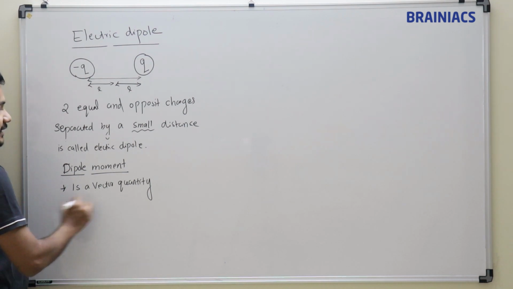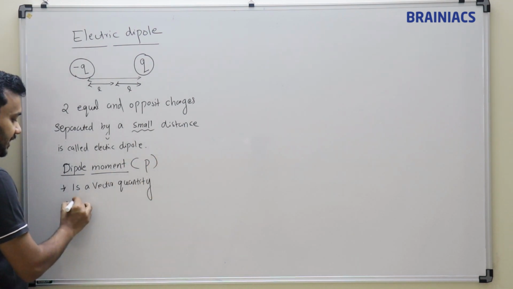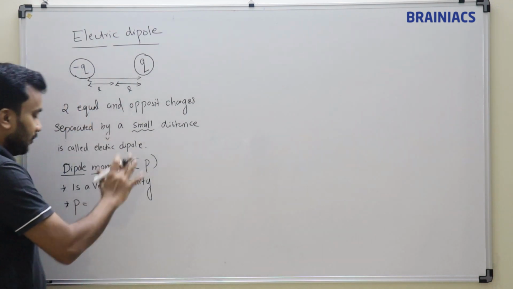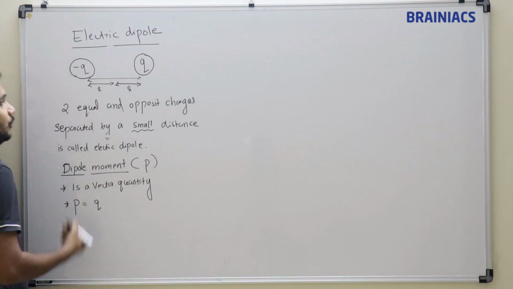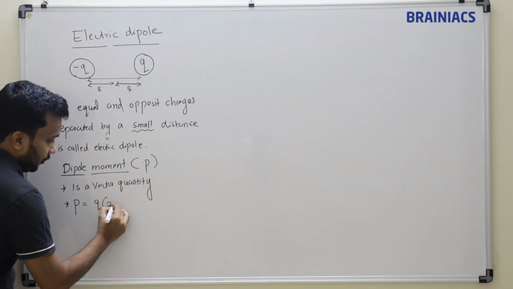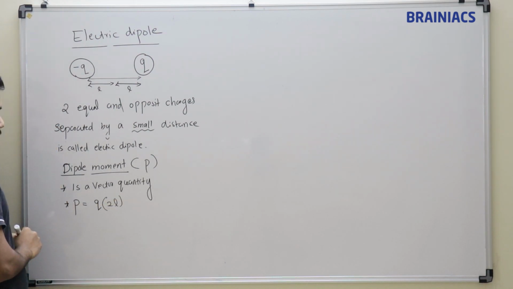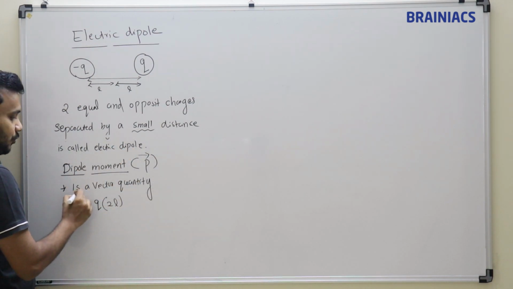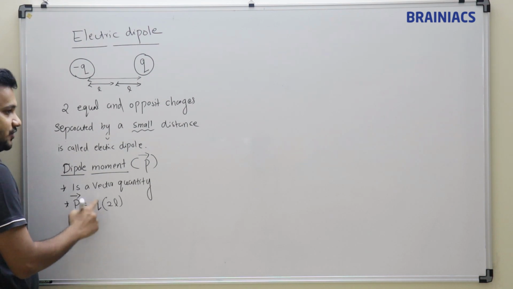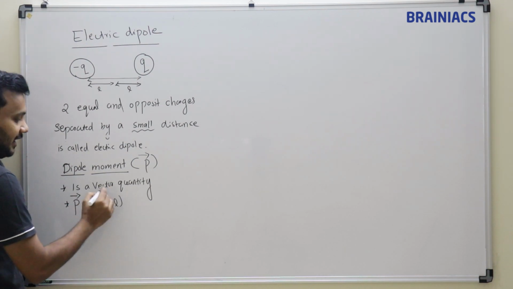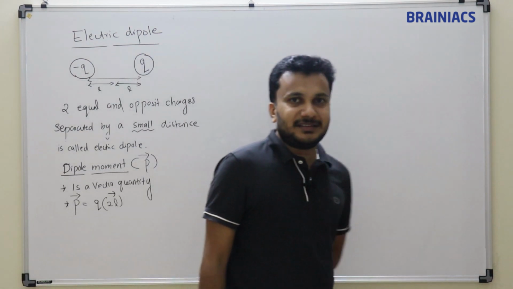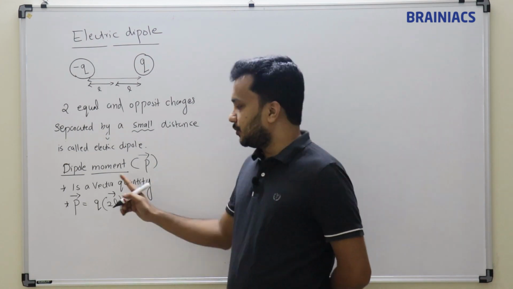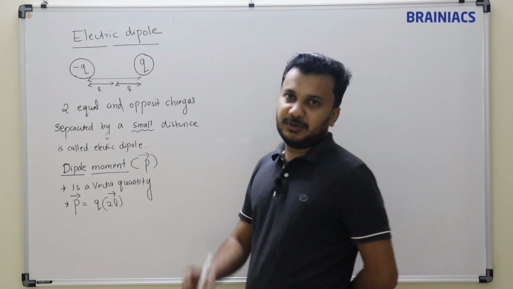Dipole moment is represented using the letter P. Dipole moment P is equal to the magnitude of any one of the charges, whether positive or negative, Q, into the distance between them, Q into 2L. This is called dipole moment. I told you dipole moment is a vector quantity, so I put an arrow mark. Charge is a scalar quantity, so what makes this a vector quantity? L. This 2L, L is called the distance vector or displacement vector. So dipole moment is equal to the product of any one charge into the distance between them.